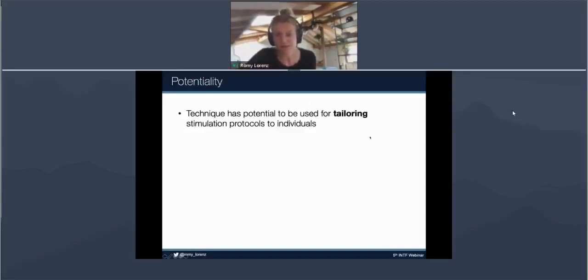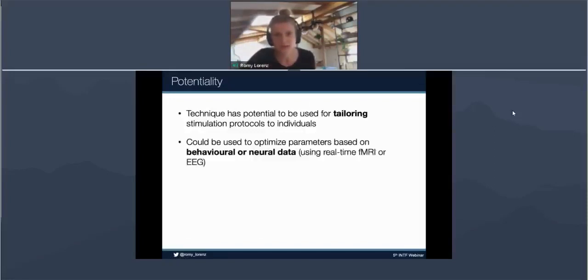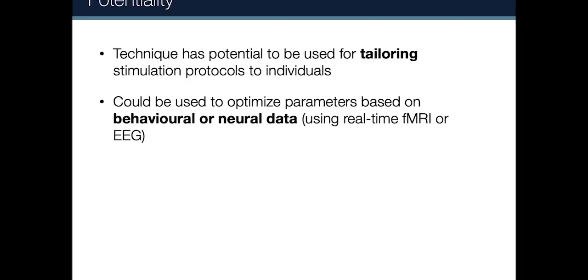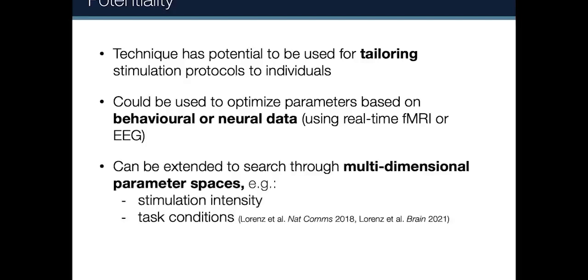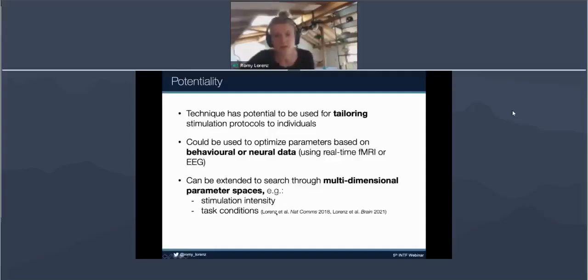Just very briefly, about the potential of the approach, we do think this technique has the potential to tailor stimulation protocols to individuals. It can be used on behavioral or neural data. And it could also be extended to multidimensional spaces, for example to also optimize for stimulation intensity or task conditions. That's an interesting avenue we were talking about, to jointly optimize task conditions and stimulation parameters. We just recently showed in a cohort of stroke patients, in this paper here, that we can optimize for an individual patient, not stimulation, but task conditions. So that's why I put it here. But it's a very promising approach that could also be applied to patient cohorts. That's what I want to convey here.